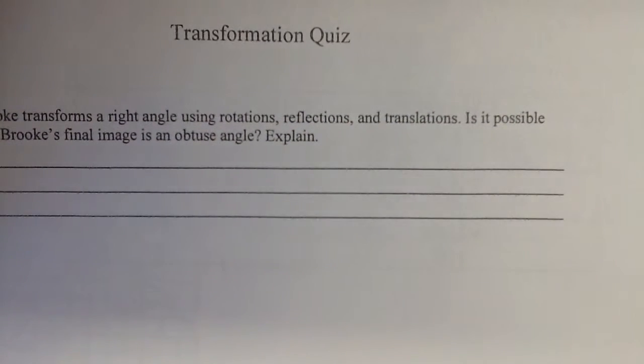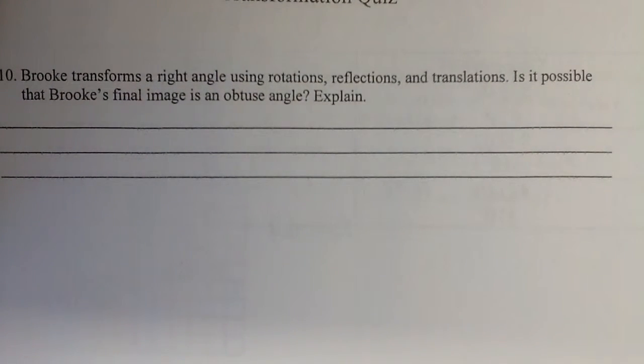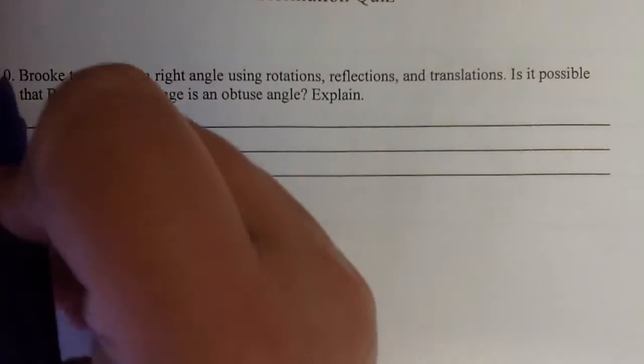Number 10. Brooke transforms a right angle using rotations, reflections, and translations. Is it possible that Brooke's final image is an obtuse angle? Explain. If we rotate, reflect, or translate any shape, all we're doing is moving the shape. We are not changing the size of the shape. Does everybody understand that? Okay, so, no.